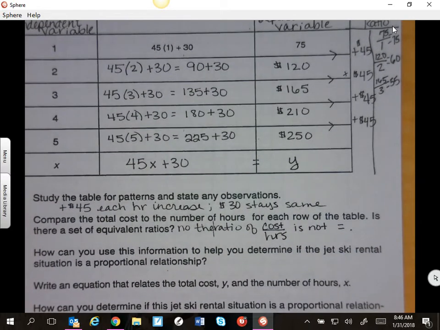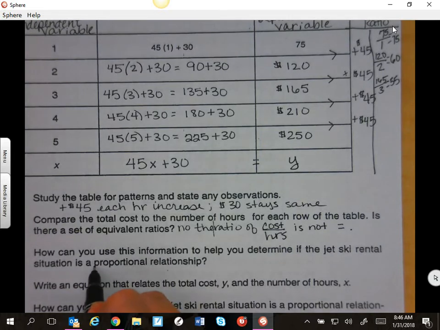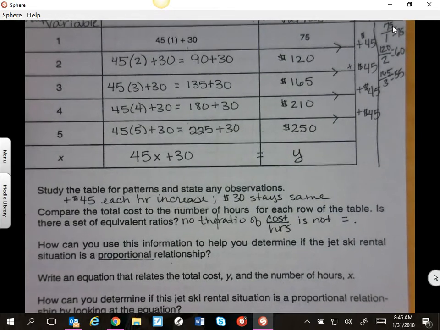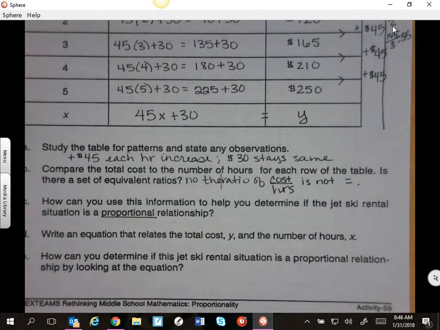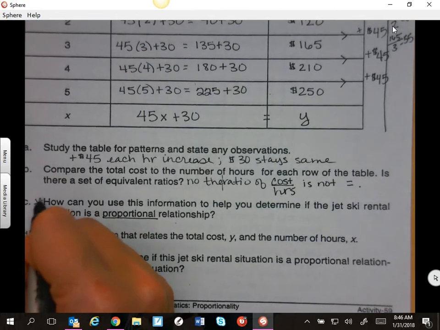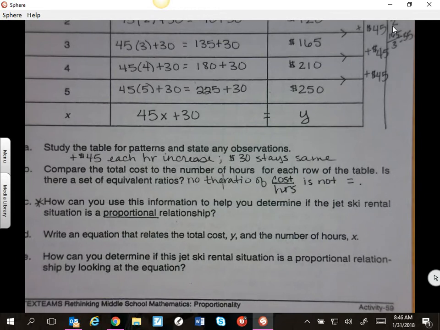How can you use this information to determine if jet ski rental is proportional? Now, we haven't talked about this word proportional. So tomorrow, that's why we need our journal, because tomorrow we're going to talk about that. So we're going to skip that one right now, and we're going to come back to it tomorrow.